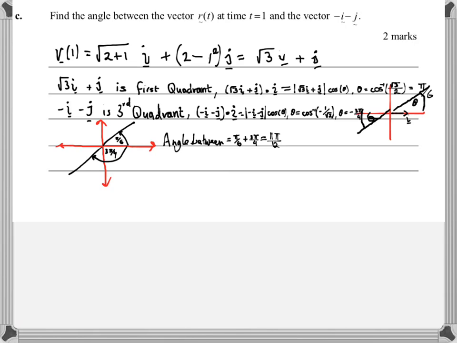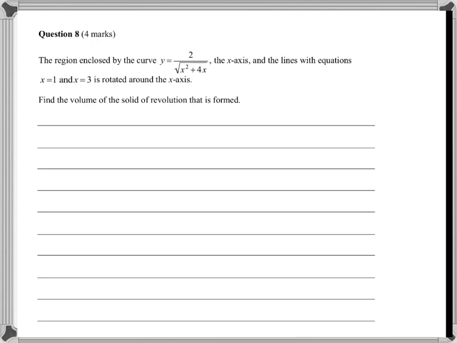You need a little bit of intuition to interpret our diagram and think about where those vectors are, but that's some of the challenge of our exam. Question 8. A region enclosed by a curve y, the x-axis and the lines with equations x equals 1, x equals 3 is rotated about the x-axis. Find the volume of the solid of revolution. Fantastic. These are good classic solid of revolution problems. Do you remember the rule to find the volume of a solid of revolution?